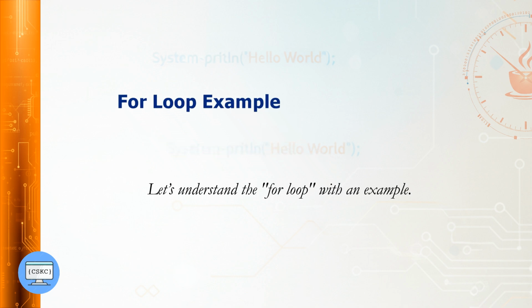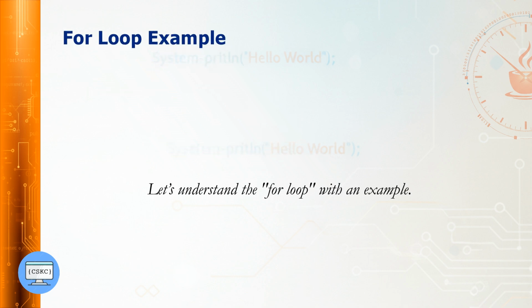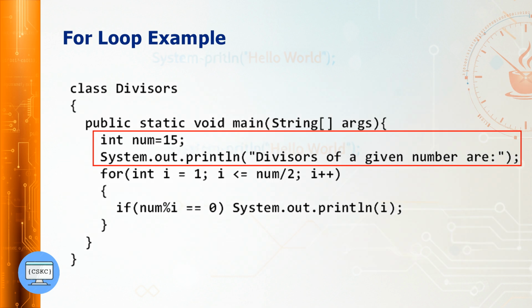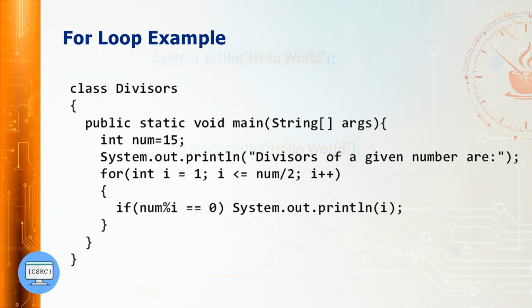Let us understand the for loop with an example. Here we are trying to print the divisors of an integer stored in a variable num. We are then running this loop till half point of num, as none of the divisors can be more than half of the number.